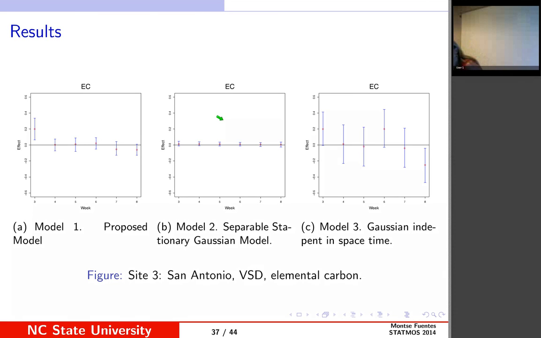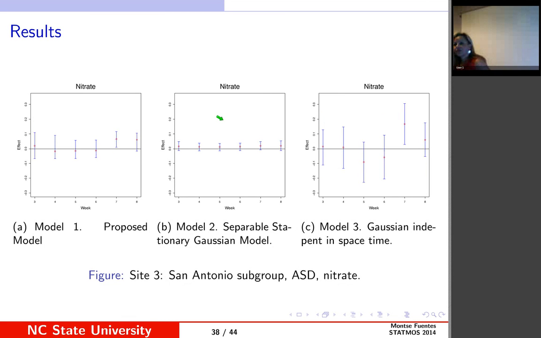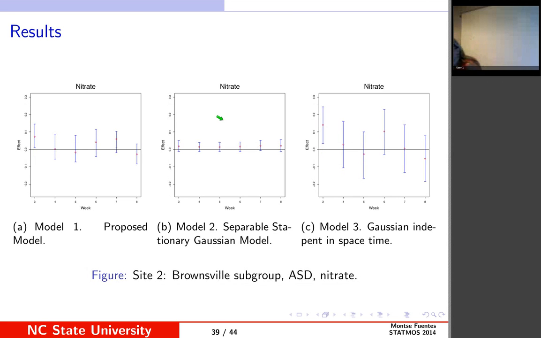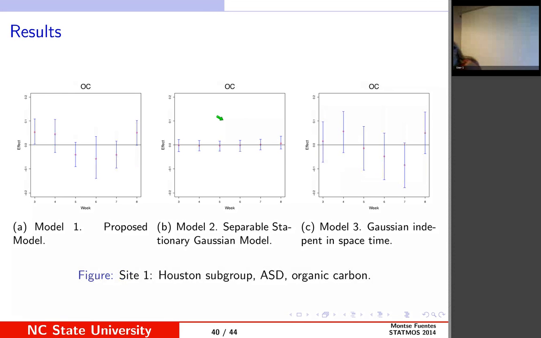Gaussian spatial prior. Very similar story, San Antonio, atrial, nitrate, and looking at, again, Brownsville for nitrate at atrial, very similar story. We tend to see significant effects. Primary tends to be week 3, in some cases it's more week 7, depending on the pollutant of interest and the location too. And the last one, this will be organic carbon.